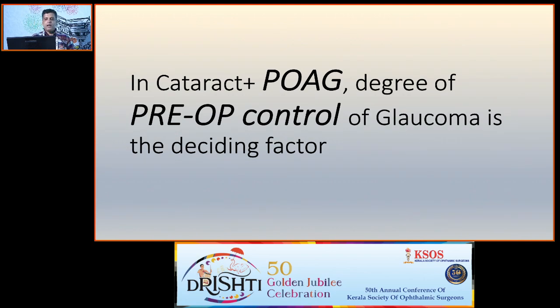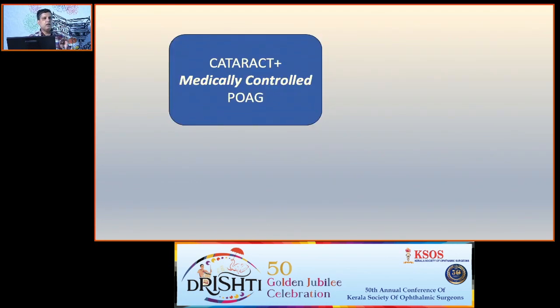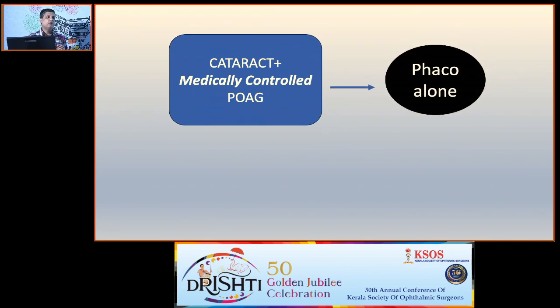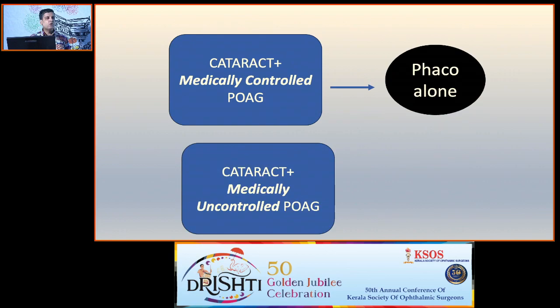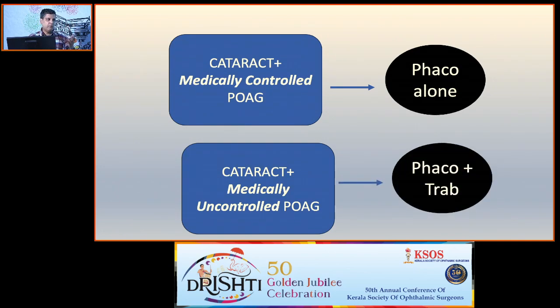So, if you have cataract and primary open angle glaucoma, it is the degree of pre-op control of glaucoma that is the deciding factor. So, if you have a medically controlled POAG, you can generally get away with phaco alone. If you have a medically uncontrolled POAG, since the effect of phaco on POAG in terms of IOP reduction is very low, you will have to add on an IOP lowering procedure. And of course, if the delta between the current pressure and the target pressure is very high, you will have to use a trab, or you might consider angle procedures if the delta is actually low.